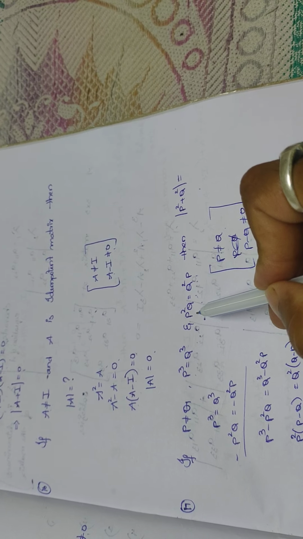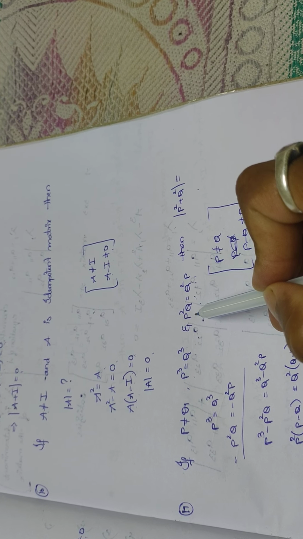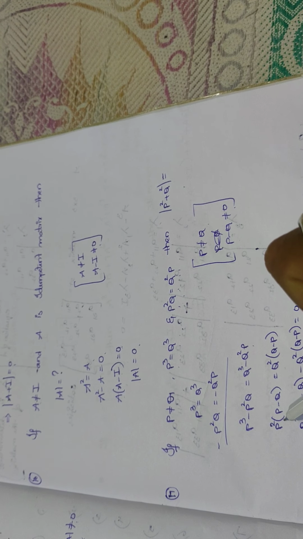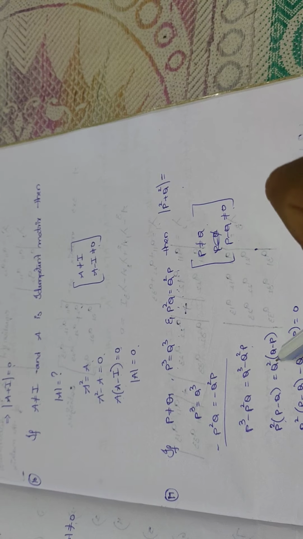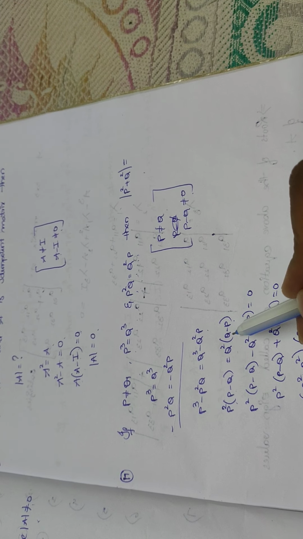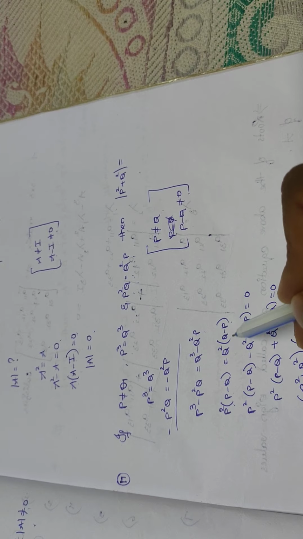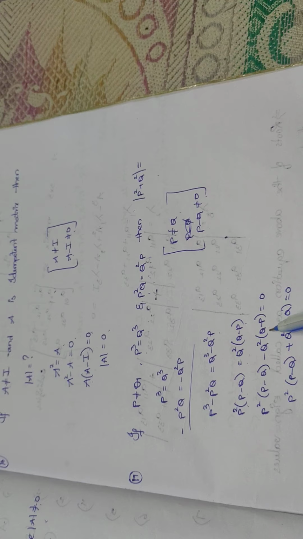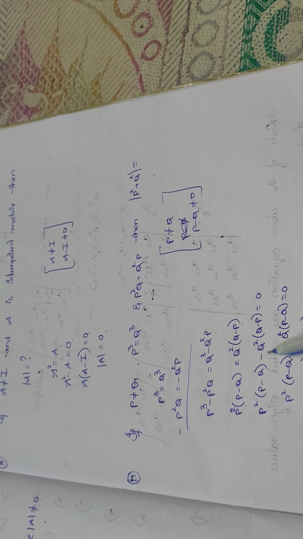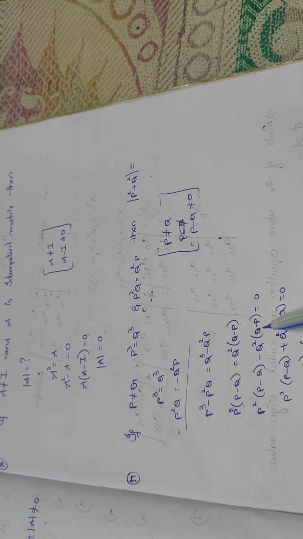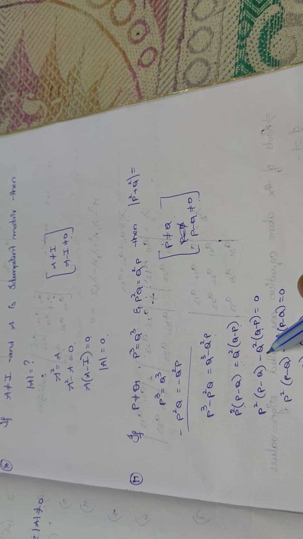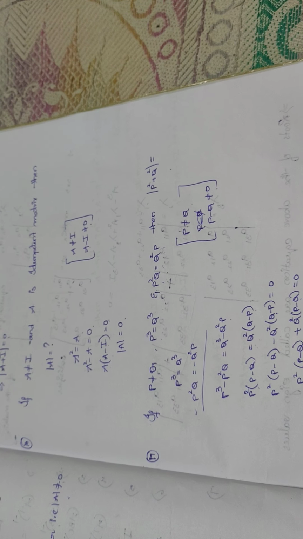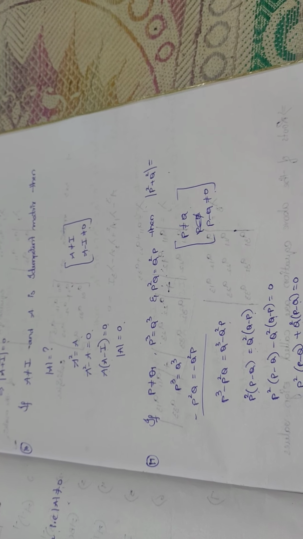From these two, take P square common: P square into P minus Q is equal to Q square into Q minus P. Take minus common from here, so transpose this side: minus Q square into Q minus P, taking minus common, gives plus Q square into P minus Q. Now take P minus Q common. So P square plus Q square into P minus Q is equal to O.